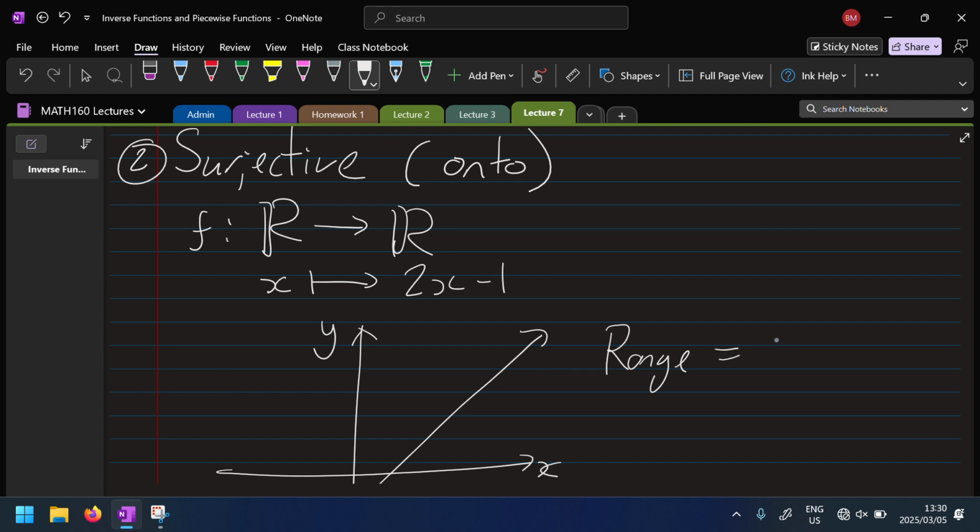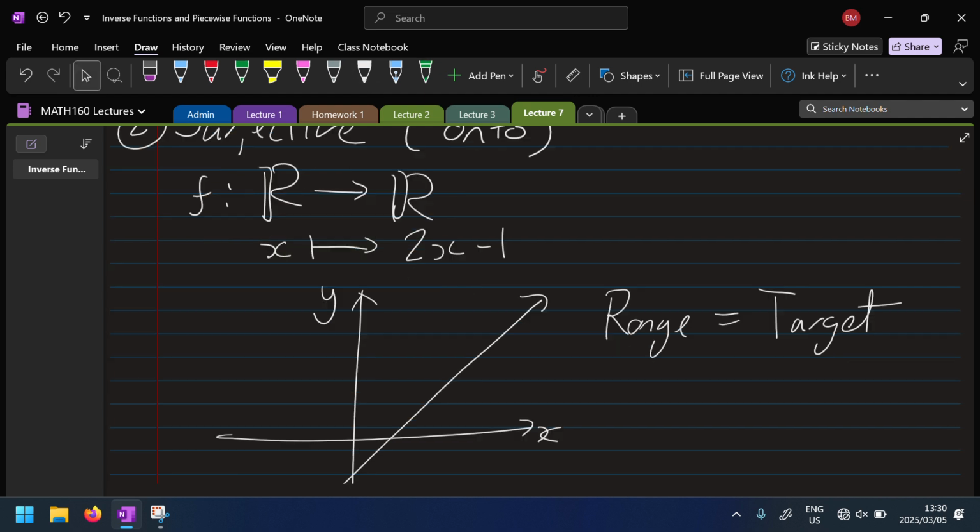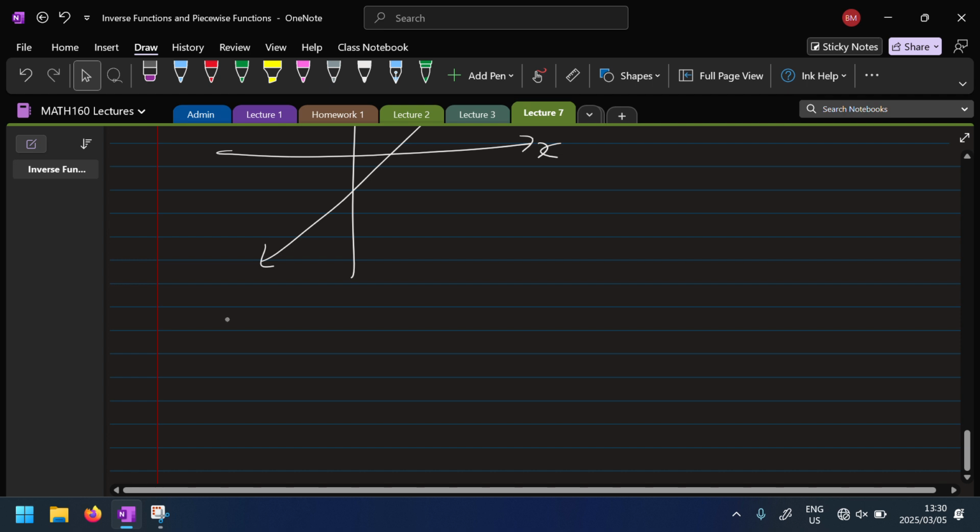So range equal to target. Okay, again, the range, that's just what you calculate. You've done that in the tutorial. Target, that's what's given to you over there. If they're equal, we call the function surjective. If they're not equal, so if there's stuff missing from the target, then it's not surjective. You're just checking that. Okay, let's have a look at a non-example.